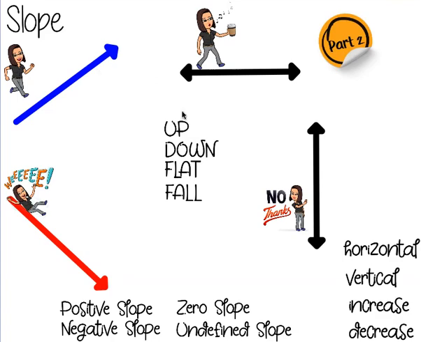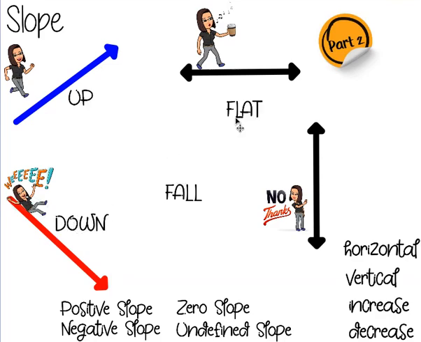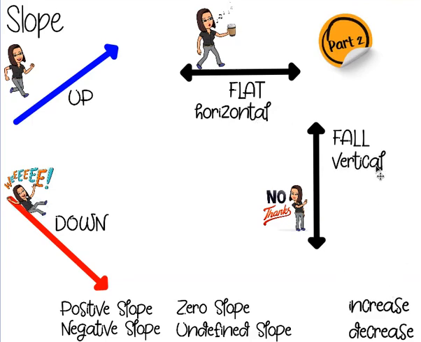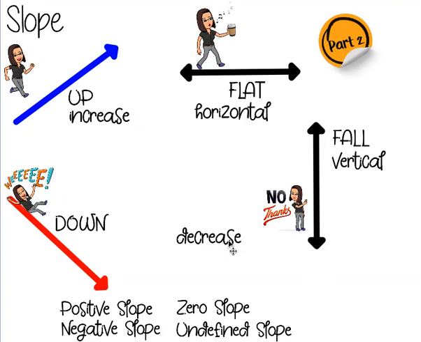For example, we use words like up, down. We said that a line was flat or that a line could fall. And then we said, well, lines that are flat are called horizontal lines. Lines that fall are vertical. And of course, lines that go up are increasing. Lines that go down are decreasing.